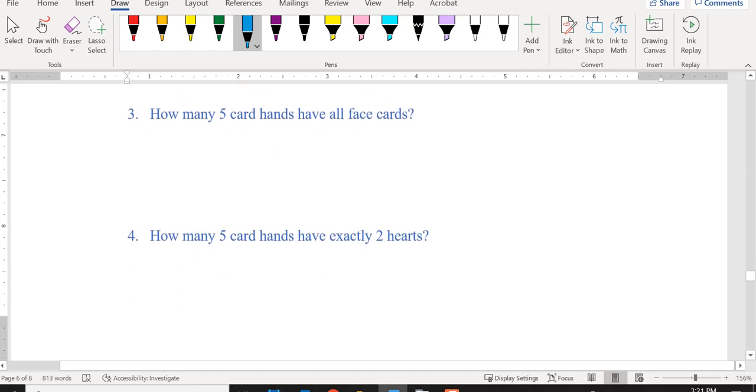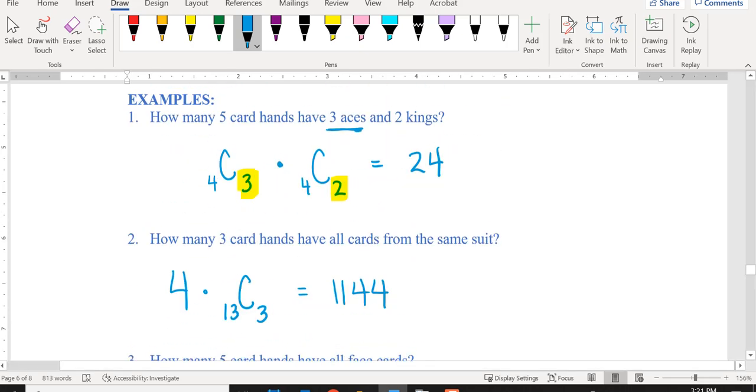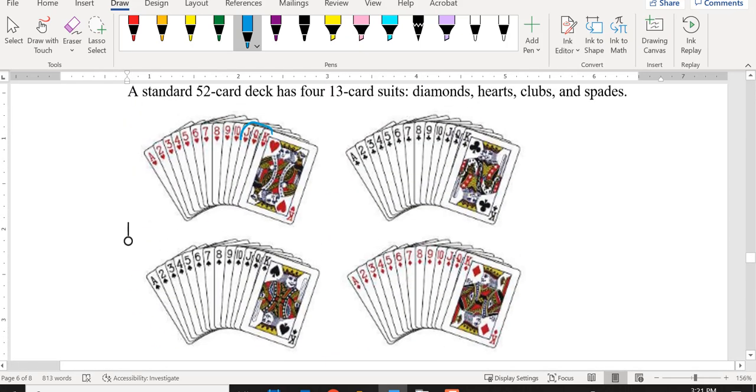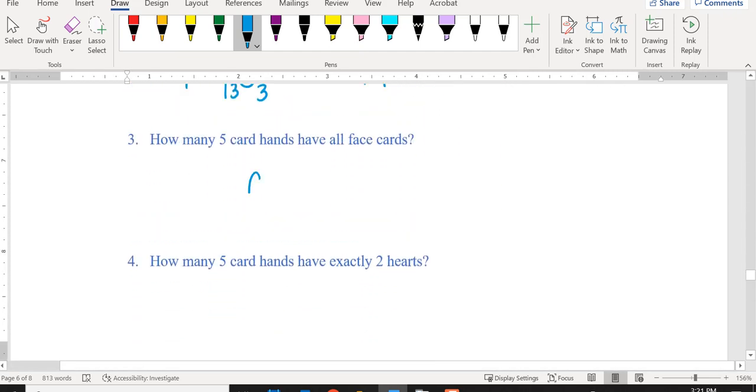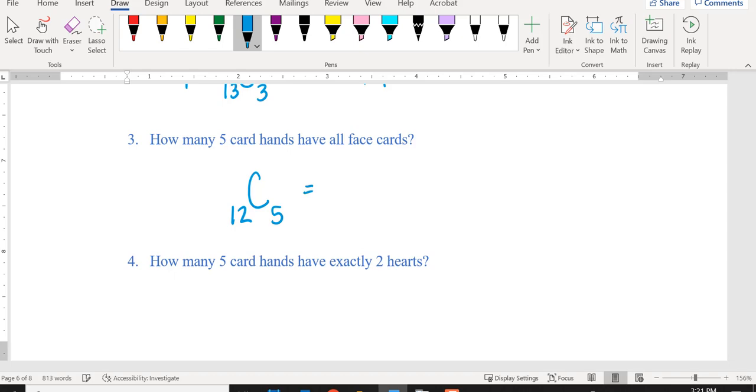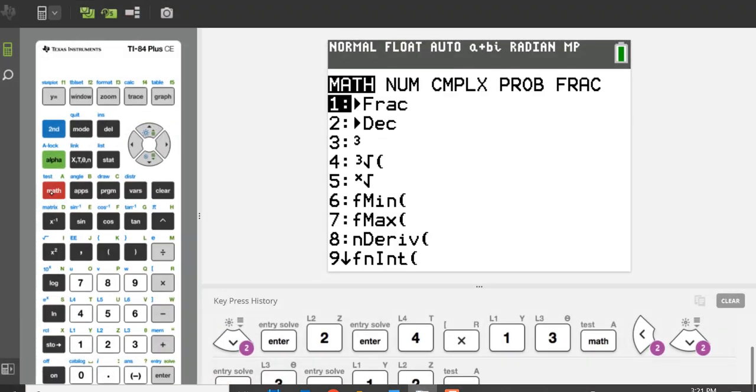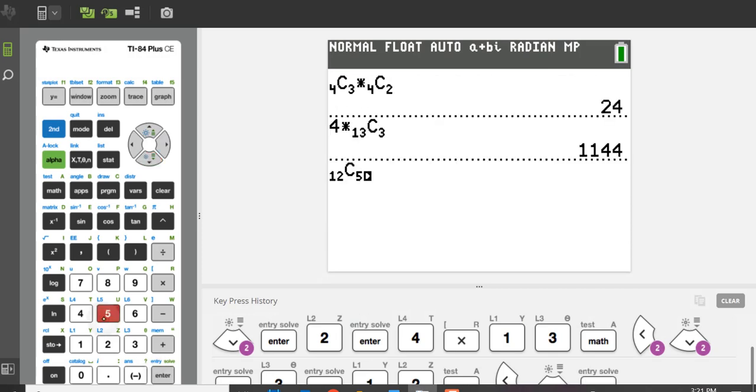All right. How many 5-card hands have all face cards? How many face cards are there? Remember, from each suit we've got the Jack, Queen, and King. So there's 3, 6, 9, 12 face cards. There's 12 face cards, and you want 5. So the combination of 12 pick 5 is 792.